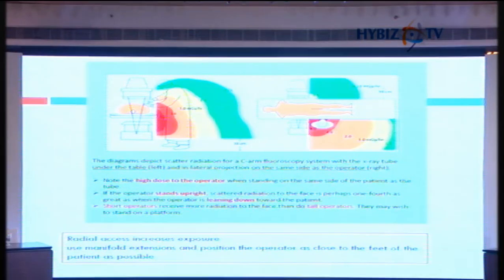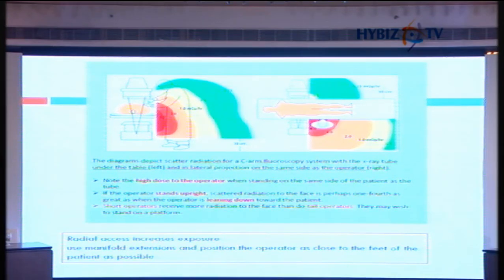The radiation follows the inverse square law. As the distance increases, the radiation exposure will come down by the inverse square. So we have to be distant from the radiation source, especially in radial interventions. The operator will have more radiation exposure compared to femoral interventions.